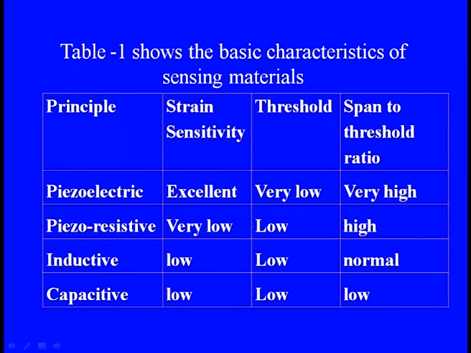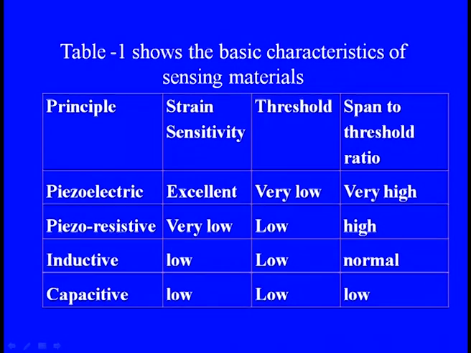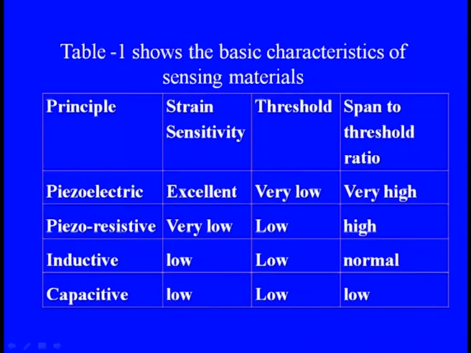And if you go to other sensing materials like inductive material, we know that the strain sensitivity is low, the threshold value is also low, and the span to threshold ratio is almost normal. They are almost insensitive in this respect. Capacitive based sensing materials have a very low strain sensitivity, so we cannot even make sensors based on these features. Their threshold value is also low, and the span to threshold ratio is also very low. If we compare the basic characteristics of these materials, we find that as far as vibration control is concerned, the piezoelectric materials show excellent properties, which are required in the control feature.